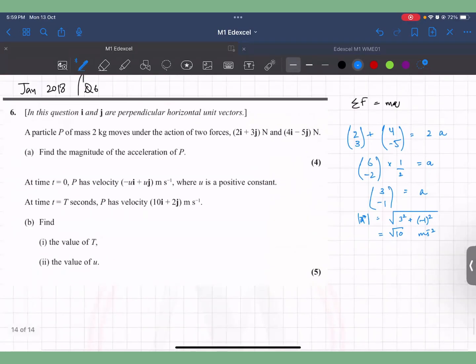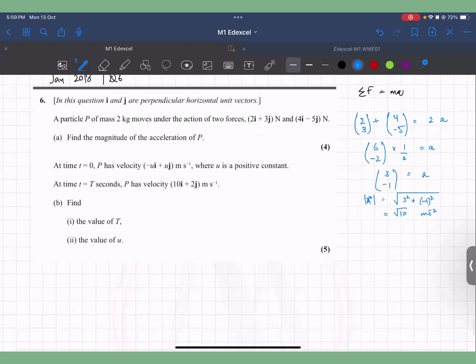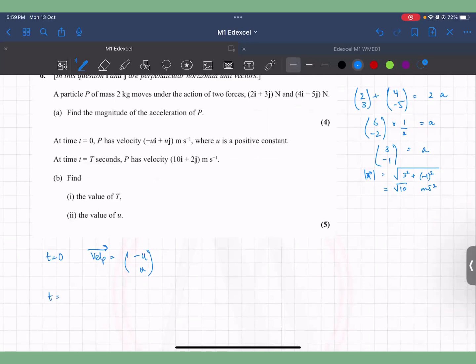Then at time t0, the velocity of P is given to you as (-u, u), where u is a positive number. When time is capital T, the velocity is (10, 2). Find the value of capital T. Find the value of u.